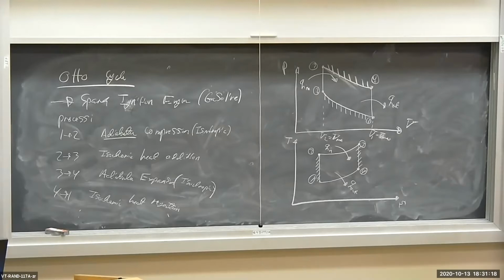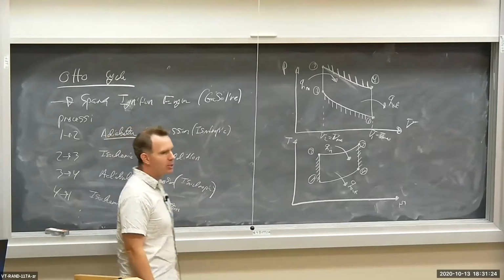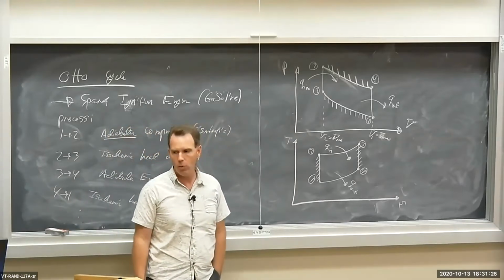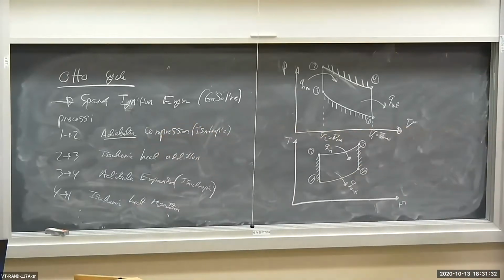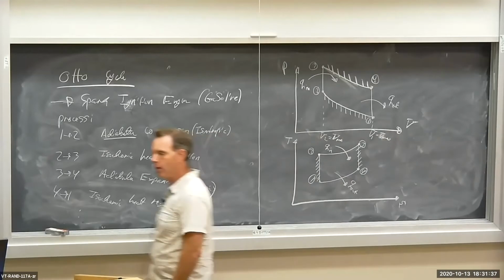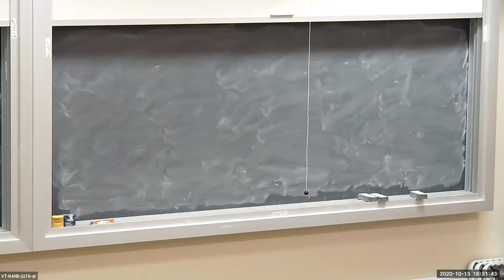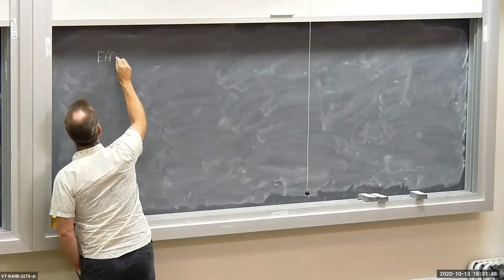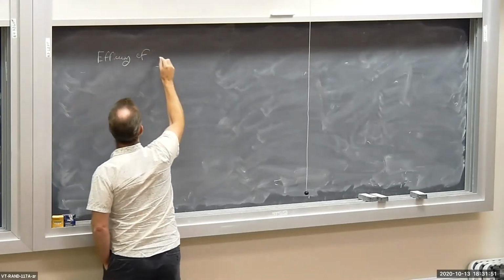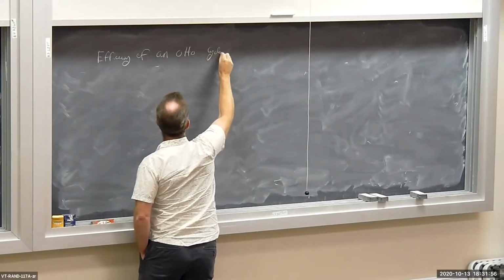The PV diagram is nice because it shows you the exact processes. The TS diagram is nice because it gives you an idea of work, cycle work, and efficiency, where the heat addition is occurring and where the heat rejection is occurring. Now let's actually calculate the theoretical efficiency for any Otto cycle. Let's calculate the efficiency for any Otto cycle. Let's do that.